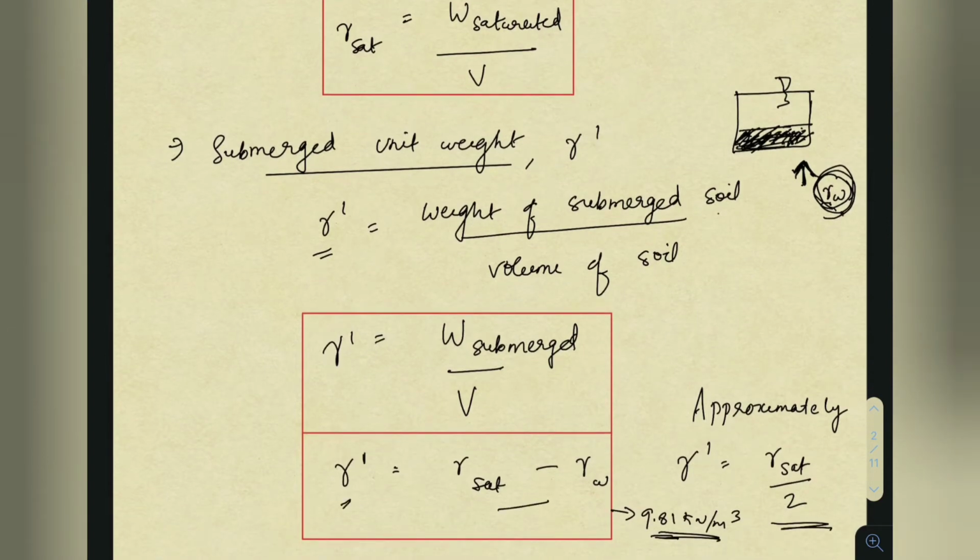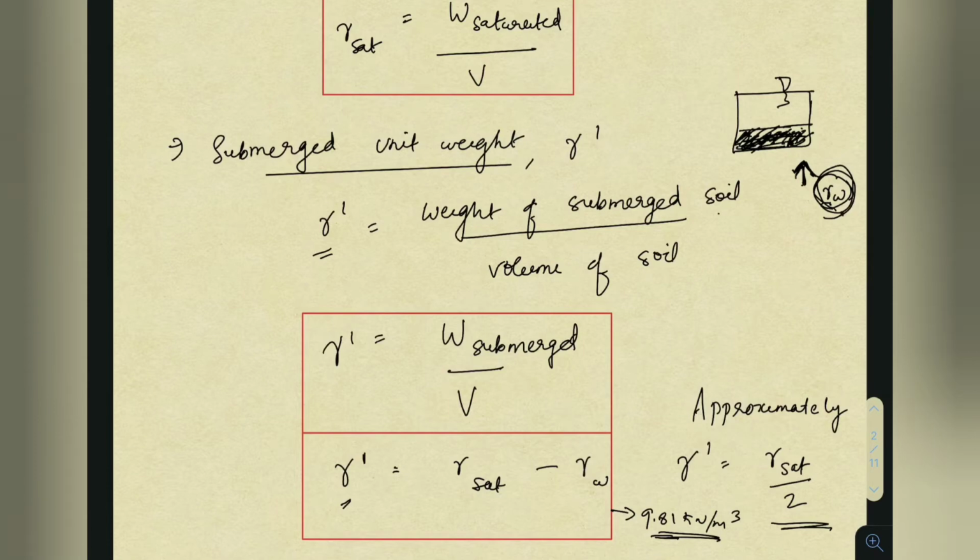Weight of submerged soil by volume of soil, that is its general definition. So that value will be equal to gamma saturated minus gamma W. Suppose the soil is not fully saturated, that is, some portion of soil exists above the water table, then what will happen? We have to replace this gamma saturated by gamma. So gamma dash becomes gamma minus gamma W. Generally, the expression will be gamma saturated minus gamma W.